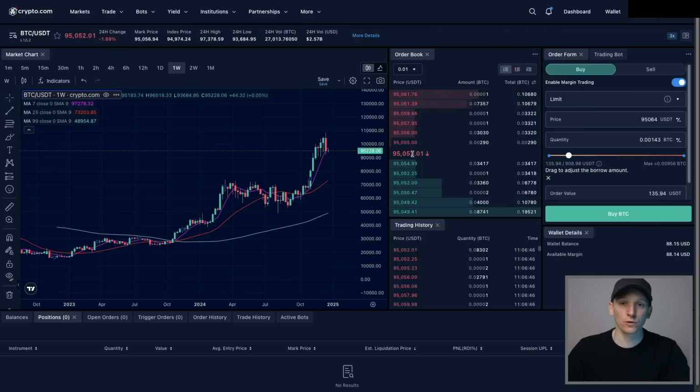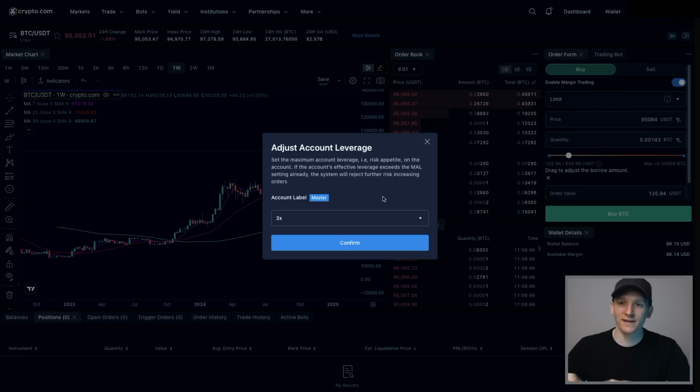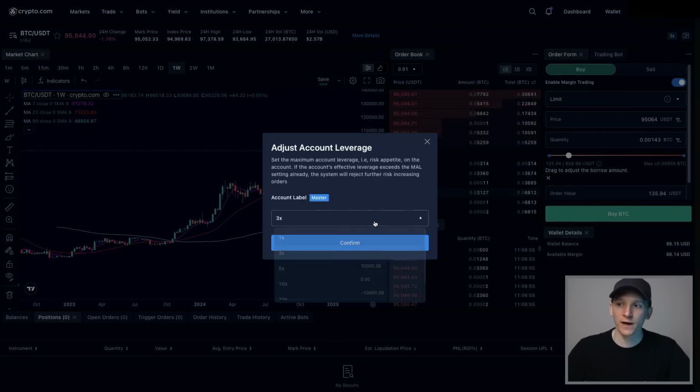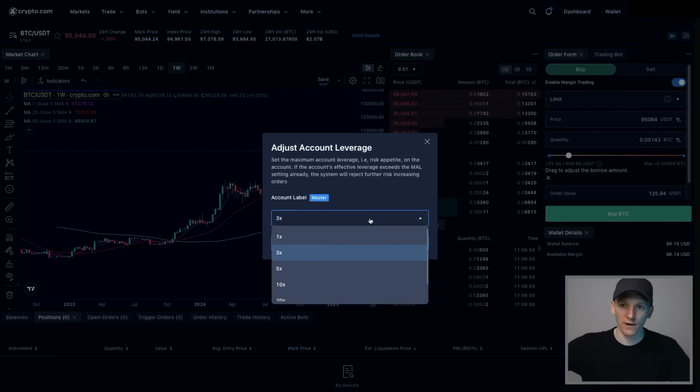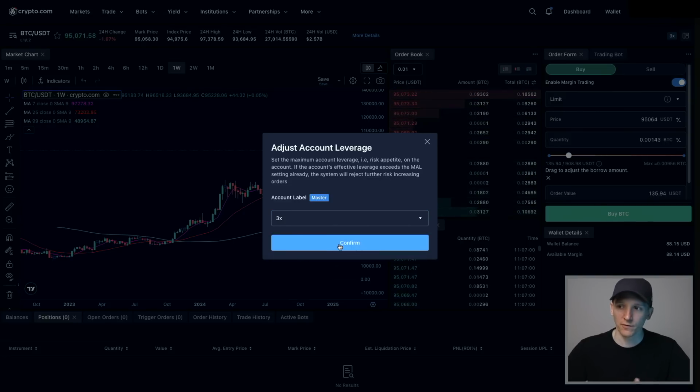I'll open up a sample long trade using margin. Up at the top right-hand corner, you can see this 3x here. This sets a cap on your account. So if a trade were to take you over a certain amount of leverage, it will cancel out the trade. So 3x is fine for me. I don't think we should take too much leverage, right?